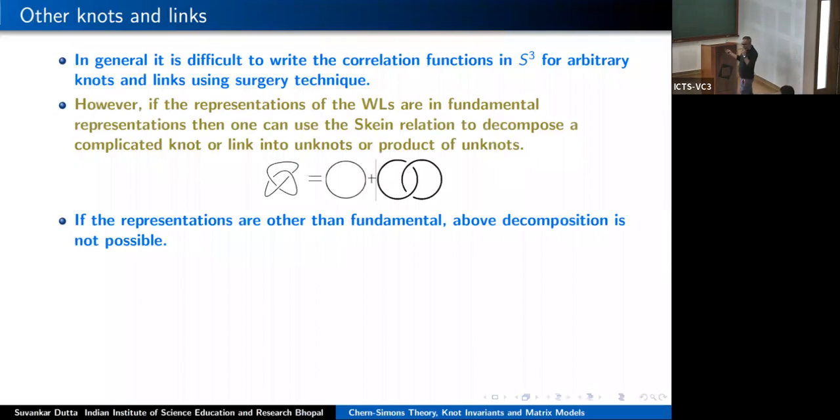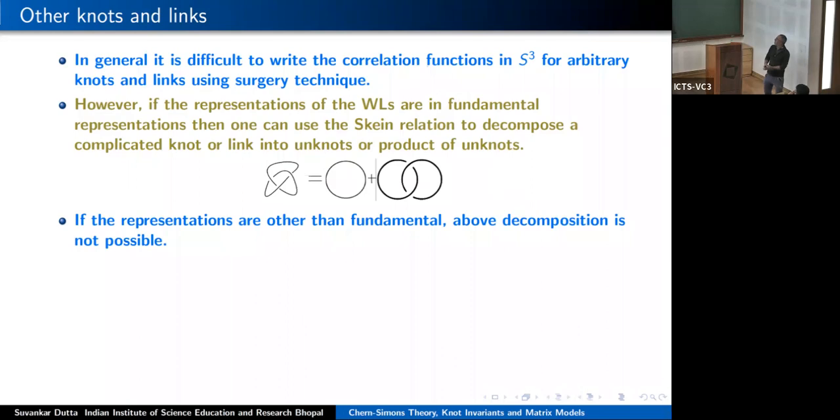These are the expectation values of some simple knots and links. What about other knots and links? In general, it is difficult to calculate the correlation functions of arbitrary knots and links using the surgery technique. But if the representations associated with the different knots and links are all fundamental representations, then you can use something called the skein relation. That skein relation helps you break whatever knots you have down to unknots. For example, you take this knot, which is called the trefoil. Using the skein relation, I'm not writing it down, you can show that this equals an unknot plus a Hopf link.